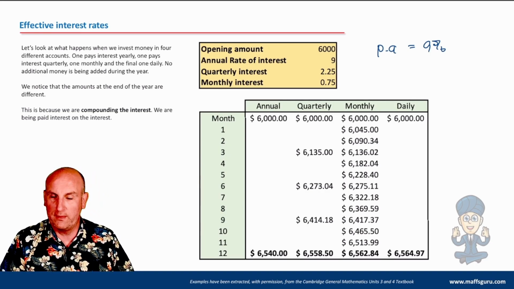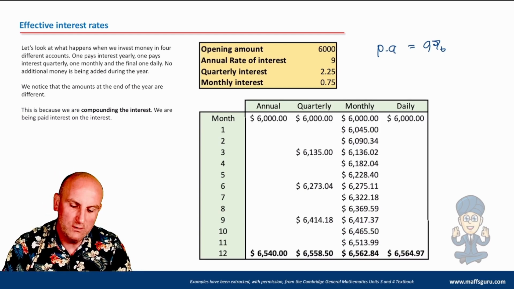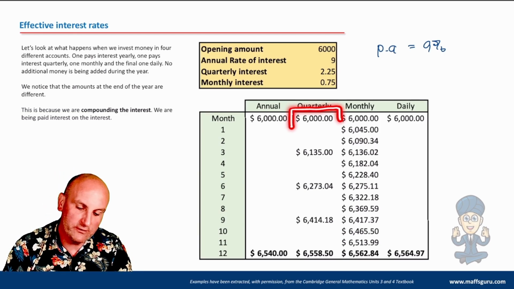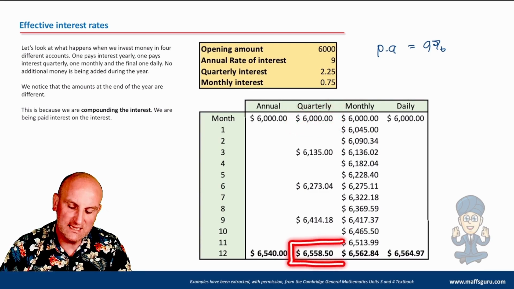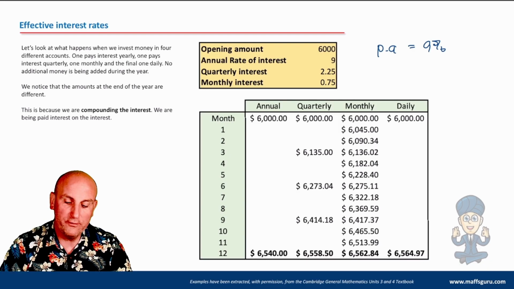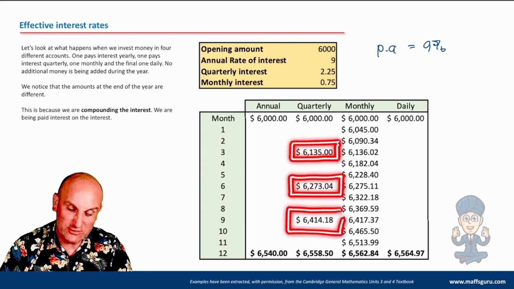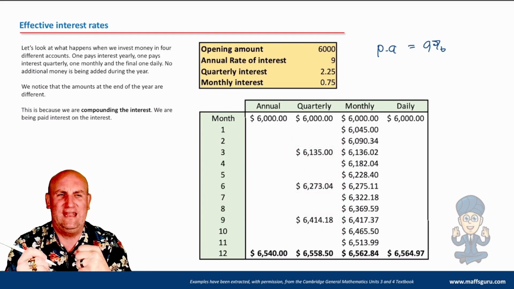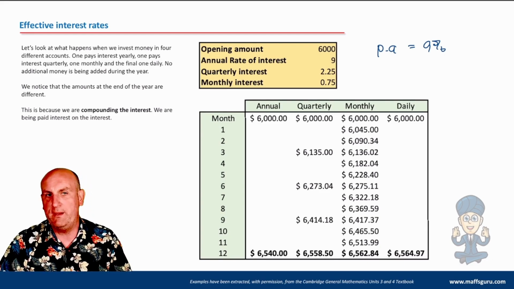I'm loaded. But if we start looking across the columns, what do I notice? Well, when I put in $6,000 at the start for one paying quarterly, I actually get more: $6,558.50. How am I getting more? Well, because here I'm getting interest, and then they're giving me interest on the interest, and then I'm getting interest on the interest on the interest. I am raking it in. Look at that, an extra $18.50 just by them paying me quarterly.